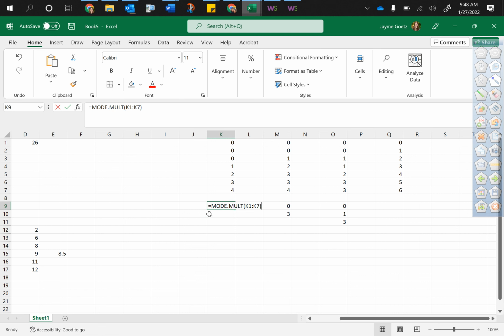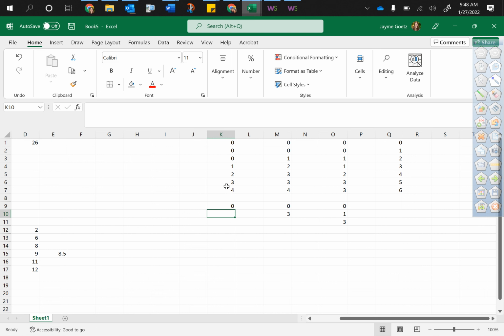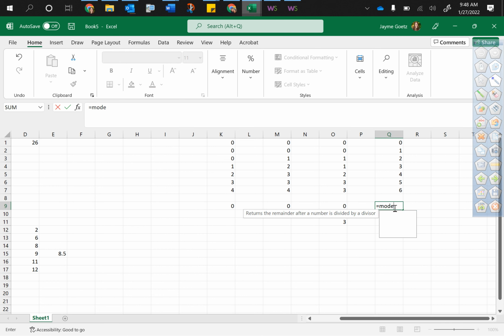Notice if I come over here and you got equals mode.mult, and I select this data, and there's only one mode, it doesn't make a difference. So it's really important that we only use the mode.mult because if there's multiple, it's going to find it, and if there's not multiple, it doesn't make a difference. Now I want you to notice what happens if there is no mode. So mode.mult here, if you select the data and there is no mode, it's going to come back not applicable. So that'll tell you that there is no mode, there's nothing we can do here.